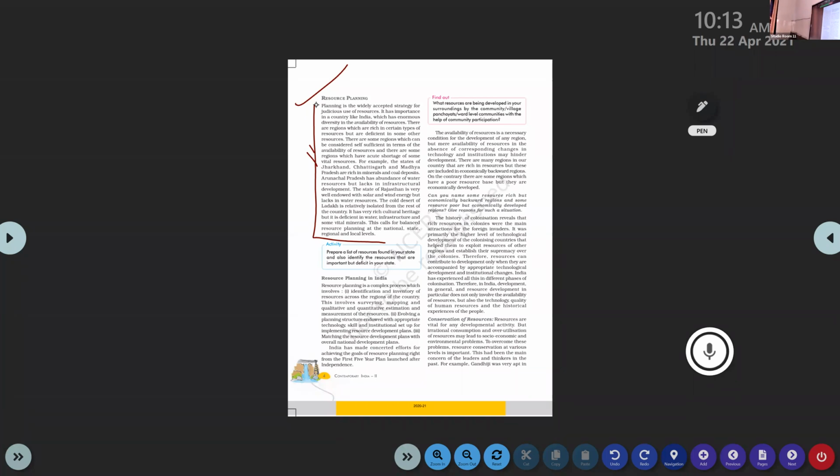Here 3 points are related with resource planning in India. Resource planning is a complex process which involves, underline the first one, identification and inventory of resources. You want to identify what resources are available in one region. First of all, you want to identify it. Identification and inventory of resources across the regions of the country involves different methods called surveying, mapping, and qualitative and quantitative estimation and measurement of the resources.